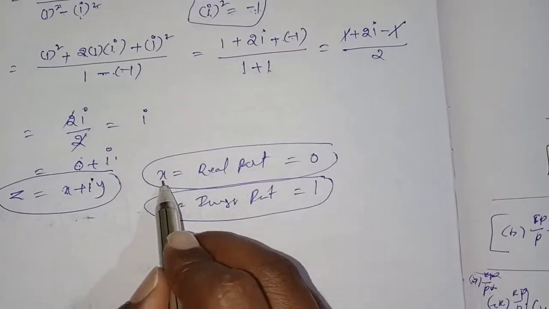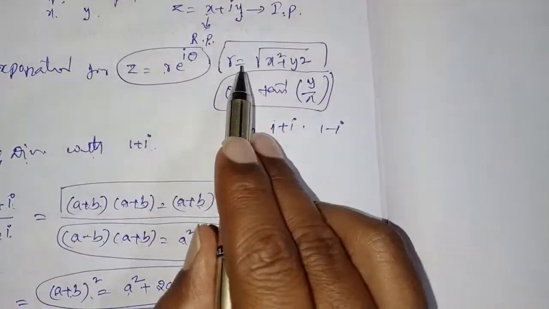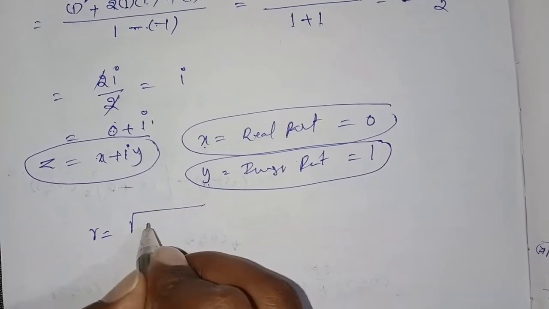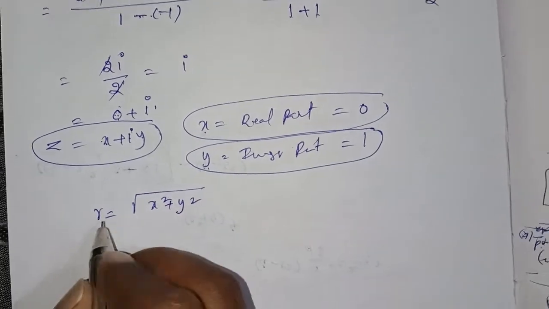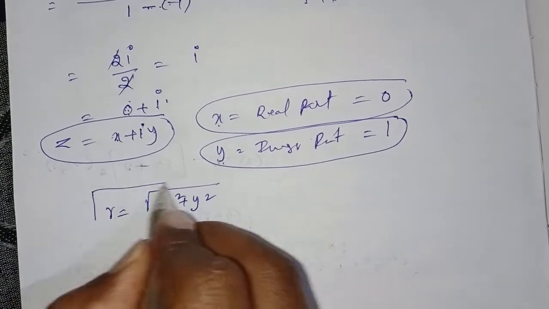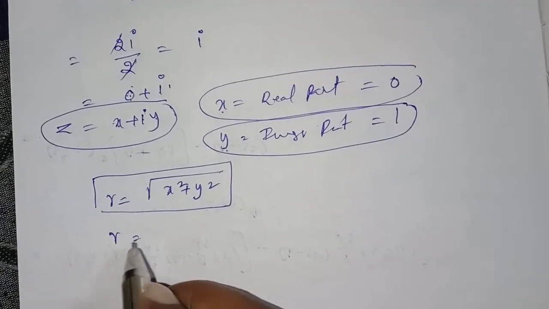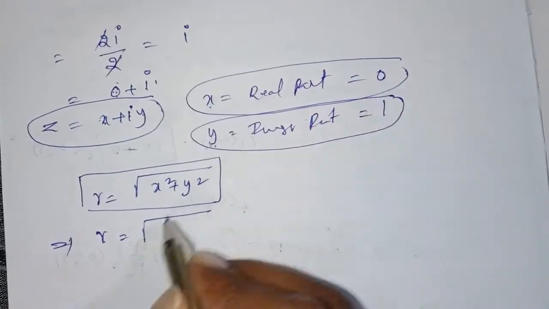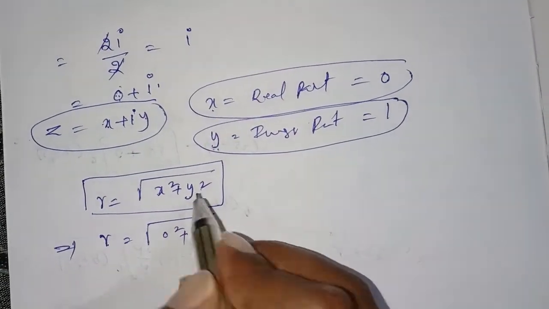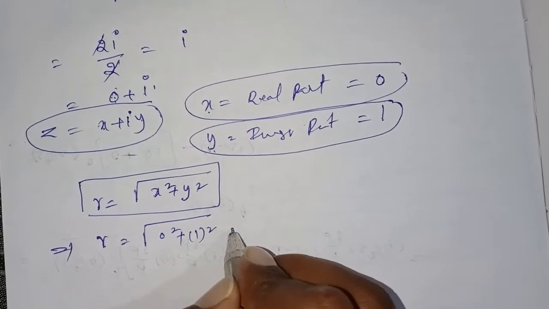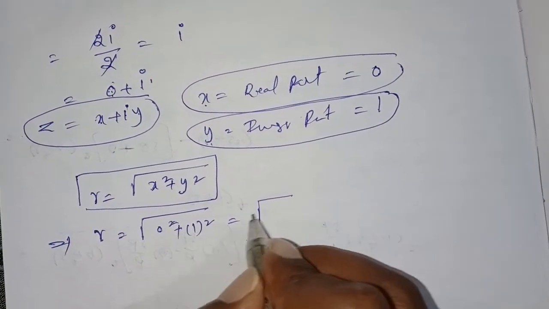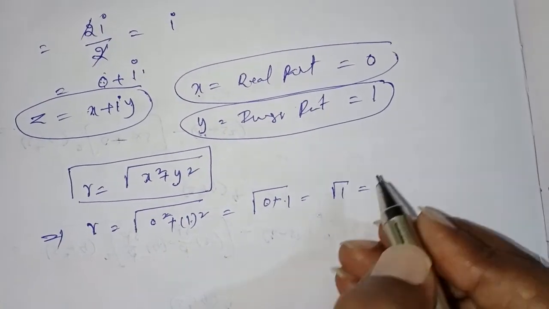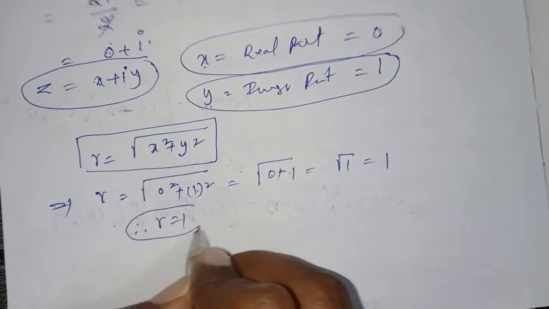We successfully found the x and y values, so substitute in r and theta. r is equal to the square root of x squared plus y squared. Here r is the modulus. Substituting x is 0 and y is 1, r is the square root of 0 squared plus 1 squared, which is the square root of 1, which is 1. Therefore r is equal to 1.